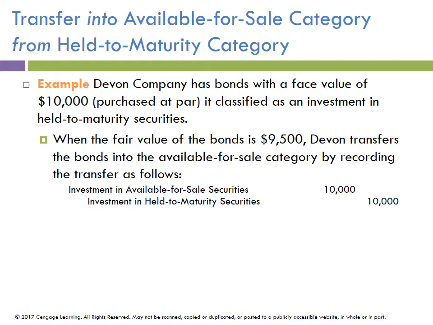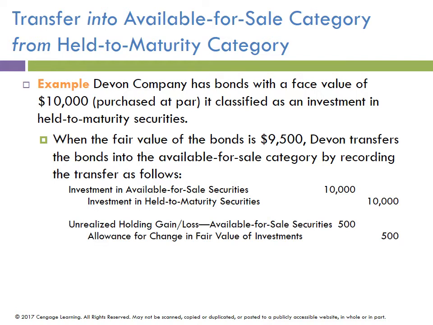Debit the investment available for sale $10,000. Credit investment in held to maturity securities $10,000. The difference, because they are going into available for sale, we must debit the unrealized holding gain or loss to now reflect that they were transferred in at a fair value of $9,500 and credit the allowance for change in fair value of investments $500.